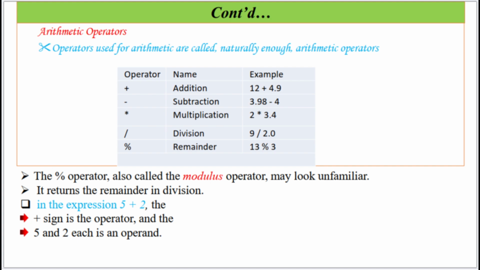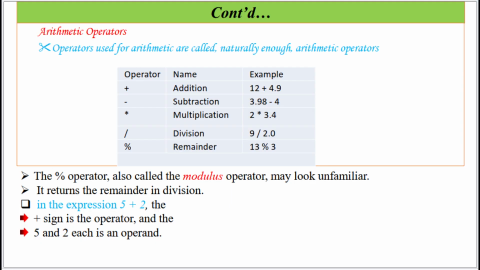Operator name and example: addition, 12 + 4.9; subtraction, 3.98 - 4; multiplication, 2 * 3.4; division, 9 / 2.0; remainder, 13 % 3. The percent operator, also called the modulus operator, may look familiar. It returns the remainder in division.